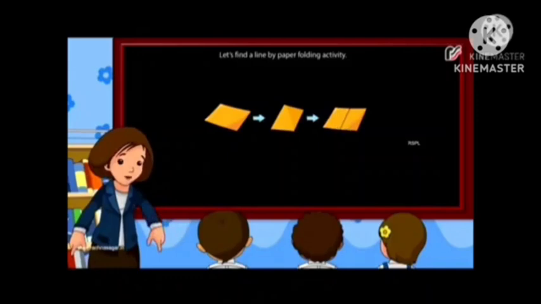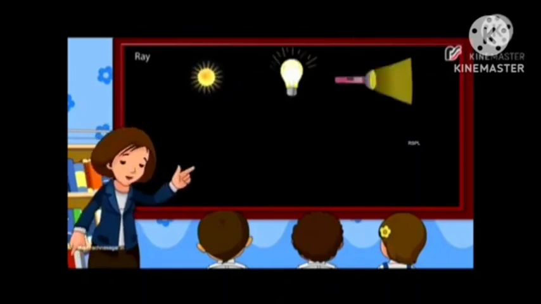Take a sheet of paper and fold it. When you open the fold, you will find a crease formed. This gives the idea of a straight line. Ray. Observe the sun, a torch, and an electric bulb. Rays of light are given out from them.